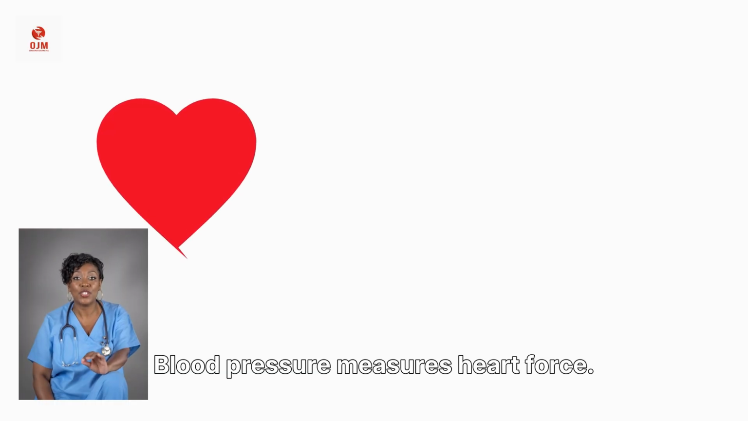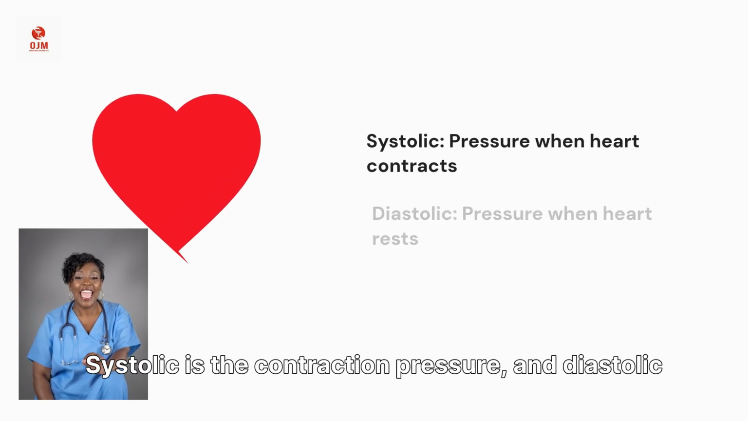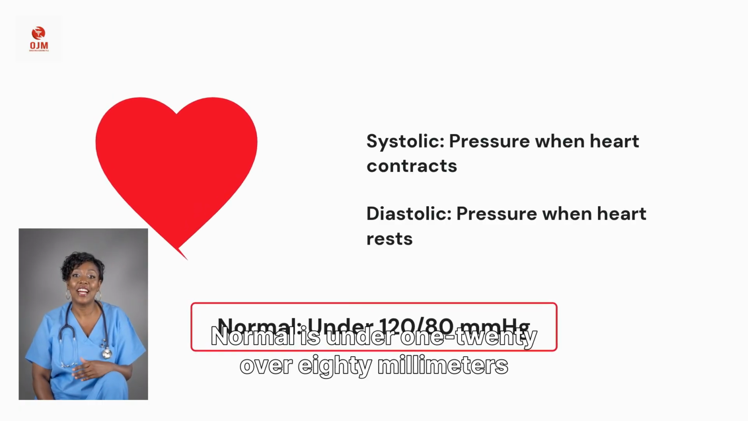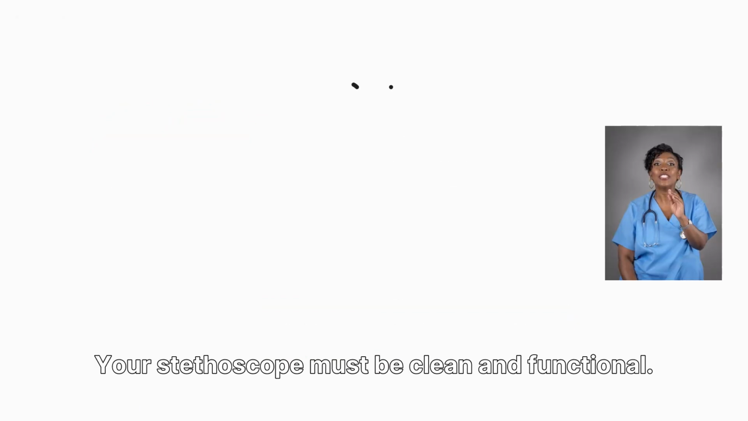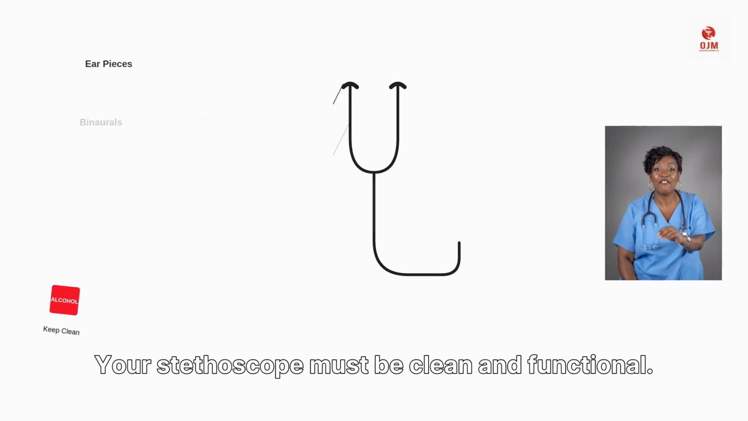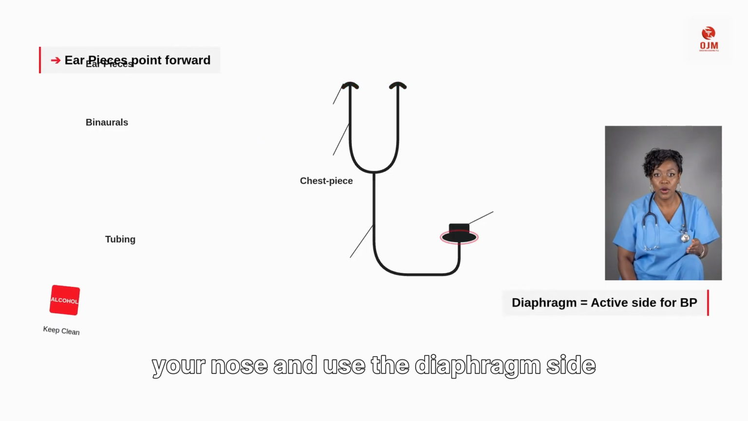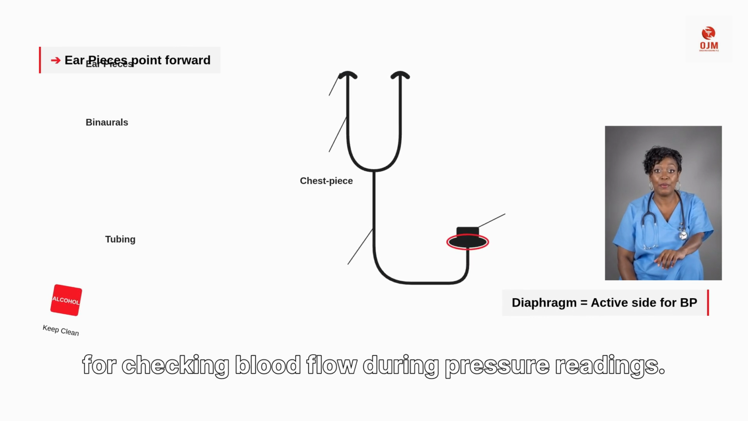Blood pressure measures heart force. Systolic is the contraction pressure, and diastolic is the resting pressure. Normal is under 120 over 80 millimeters of mercury. Your stethoscope must be clean and functional. Ensure the earpieces point forward toward your nose and use the diaphragm side for checking blood flow during pressure readings.